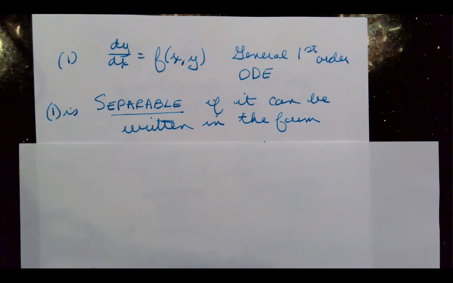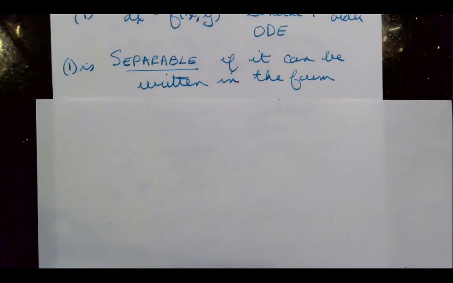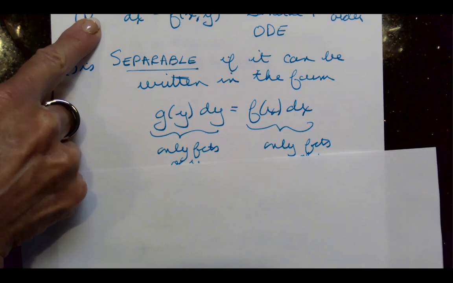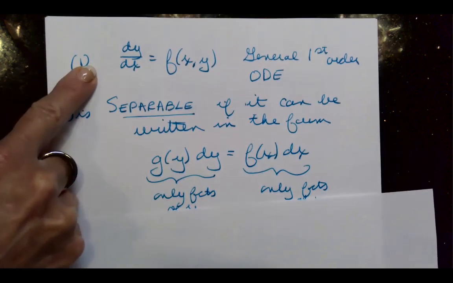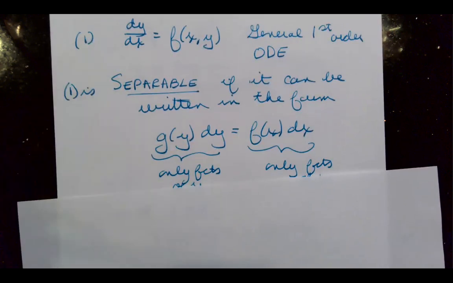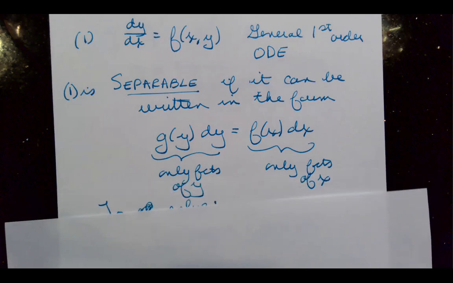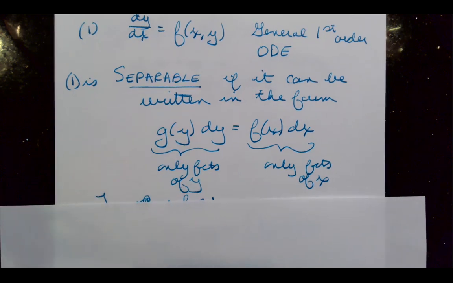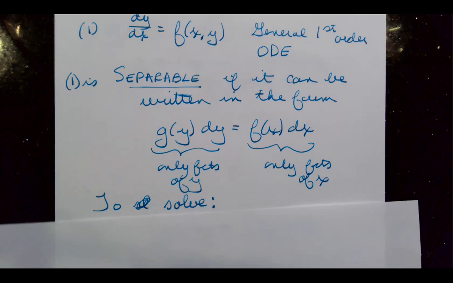But an equation is separable if it can be written in the following form. Remember in this Leibniz notation for derivative, you can think of multiplying by dx. You can treat those pieces like you do a fraction. So let me multiply both sides by dx. And if I'm lucky enough so that the equation can be written so that it's only functions of y on one side and only functions of x on the other, that's a separable equation.